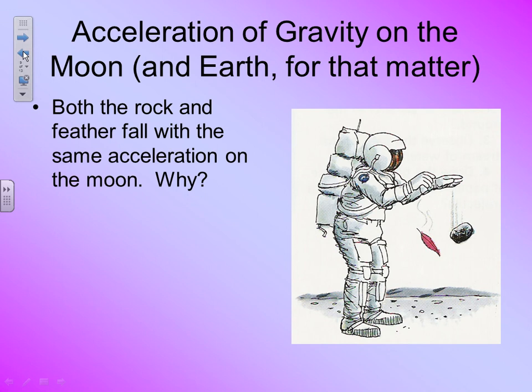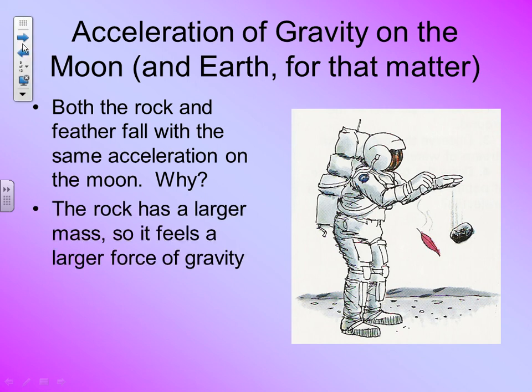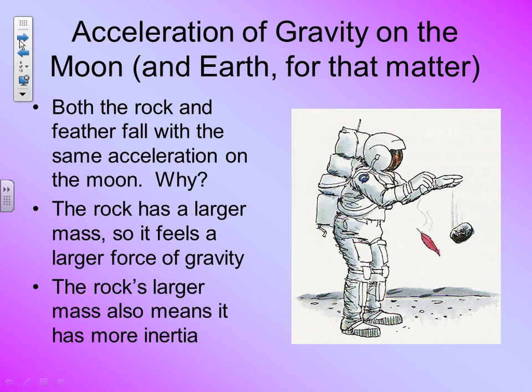But on the moon, the rock and the feather, or the hammer and the feather, as we saw in the video, fall with the same acceleration. Why? Because the rock has a larger mass, so it does feel a larger force of gravity. Not as large as it feels here on Earth, but larger than the feather. But the rock has a larger mass, which means it has more inertia. More force would make it go faster, more inertia would make it go slower. The end result being, gravity makes all objects accelerate the same rate.